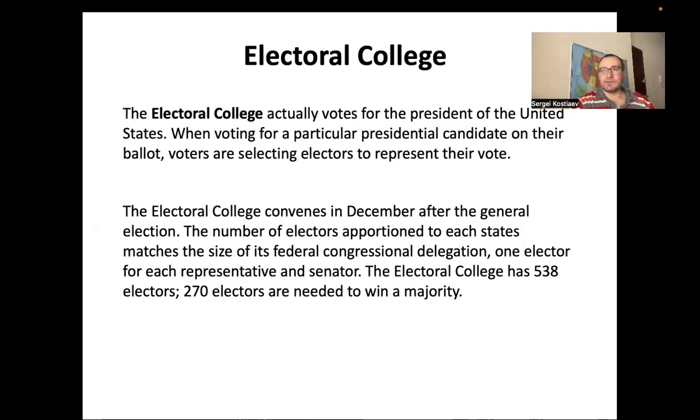So in this country, there is no direct election of a president. The Electoral College votes for president, and there are 538 electors. Each state has a certain number of electors: two senators plus the people in the House, the congressional delegation of that state in the House of Representatives. This is what determines the number of electors from a particular state, and you need 270 to become president of this country. So again, there is no direct election of president in the United States.